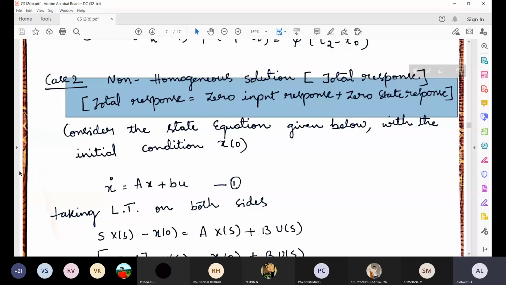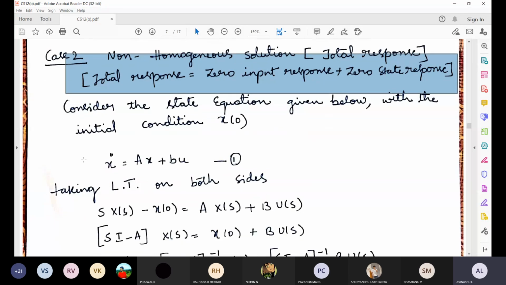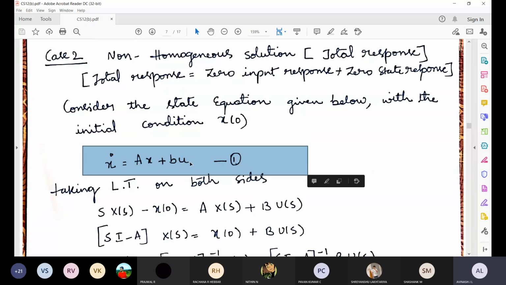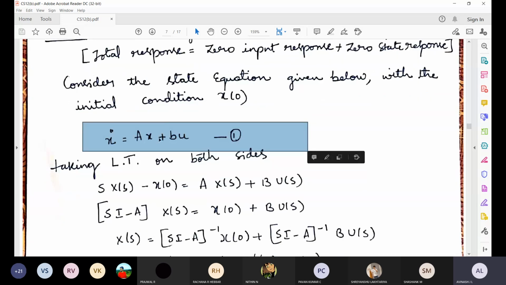So here consider the state equation given below, with the initial condition x of 0. We need to consider x dot equal to A x plus B u. This is the equation we have seen in the beginning. The same equation we need to take. Taking Laplace transform on both sides, we get s X of s minus x of 0 equal to A X of s plus B U of s.